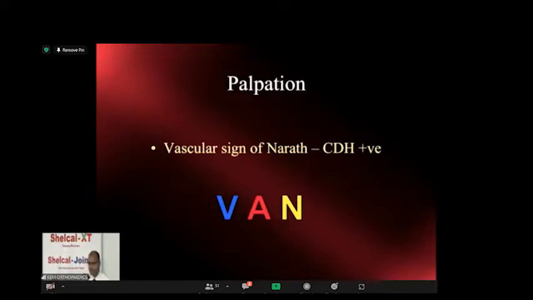The last thing in palpation is the vascular sign of Narath, or palpation of the femoral artery. The order from medial to lateral is vein, artery, and nerve. If the femoral pulse is well palpable, then the vascular sign of Narath is negative. If it is not palpable or feeble compared to the opposite side, then the vascular sign of Narath is positive. This is another thing where students get confused during examination: what is positive and what is negative?